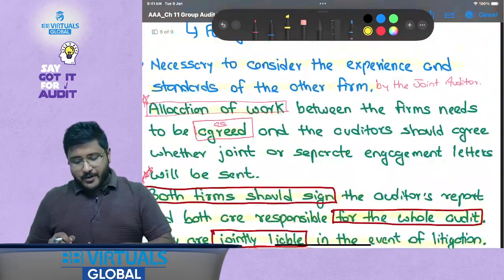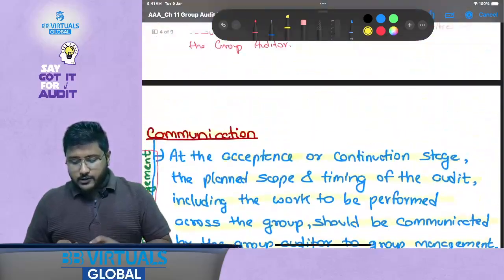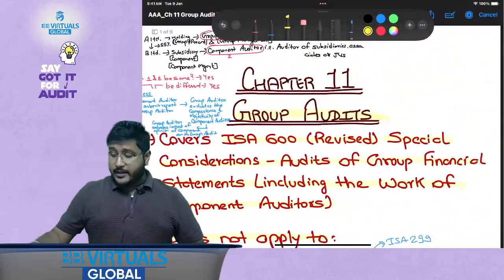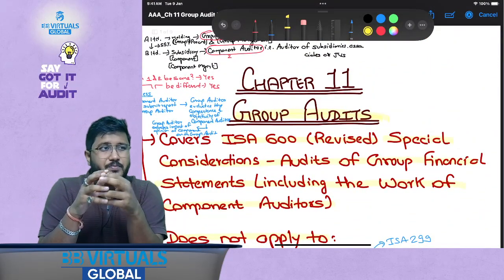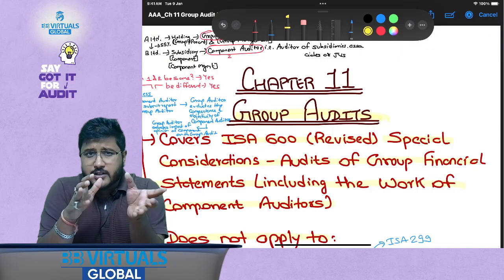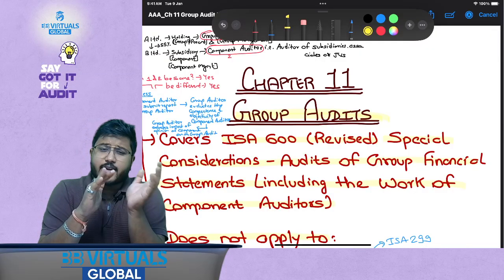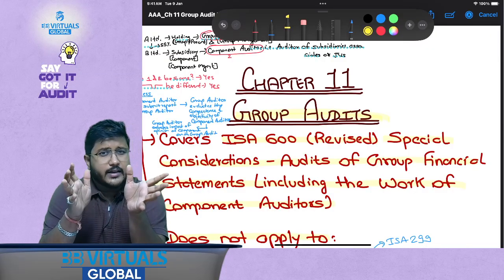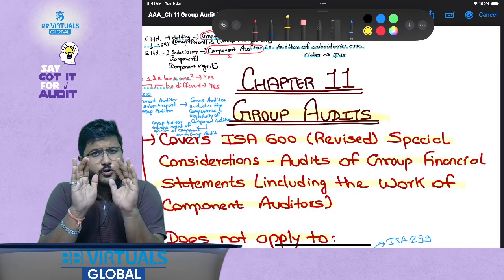With this, we have completed our chapter number 11, which is group audit. I hope you have understood it. This chapter is generally considered a little tough, the kind of chapter which students are unable to summarize. So I hope you have got it.